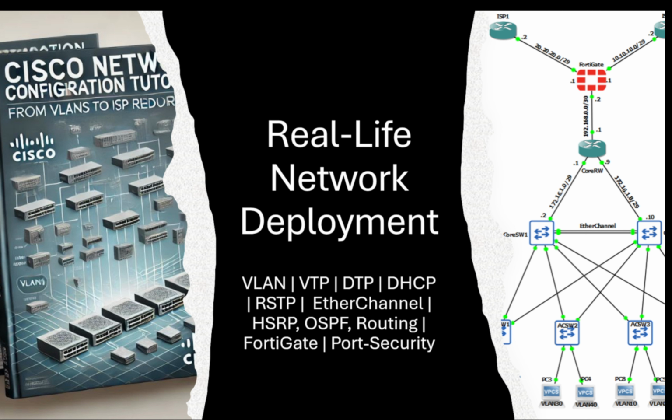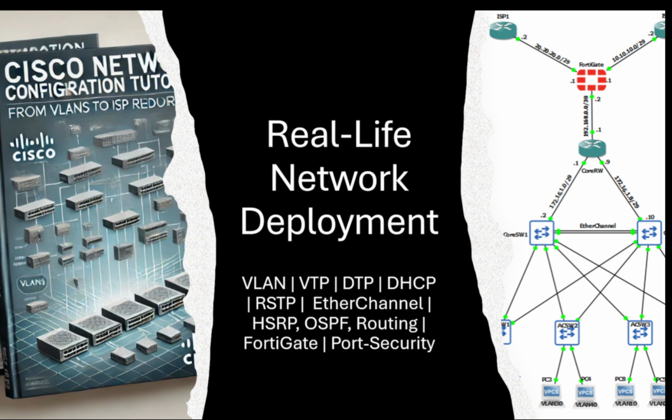But we will do more than just routing traffic. As we build our network, we will learn about configuring several important Cisco protocols like VLAN, VLAN Trunking Protocol, DTP, DHCP, Rapid Spanning Tree Protocol, EtherChannel, HSRP, OSPF, IP routing, redundancies, port security, and configuring the FortiGate firewall. By the end of this tutorial, you will have a fully functional network setup with redundancy, routing, and security, all while learning about those essential Cisco networking concepts.